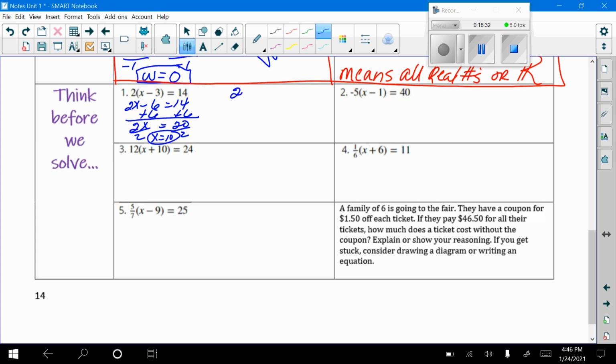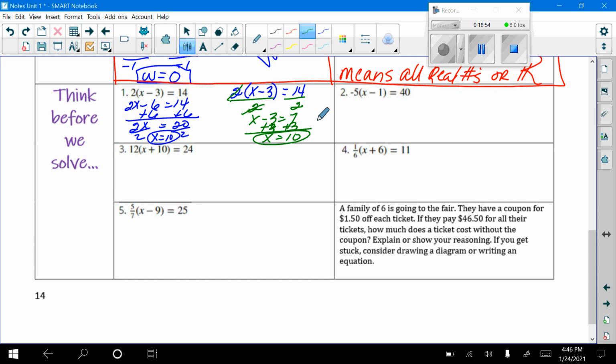However, if I have x minus 3 equals 14, and I were to divide by 2 without distributing, because 14 is divisible by 2, I'd have x minus 3 equals 7. Add 3, add 3, I get x equals 10. So either way you choose.